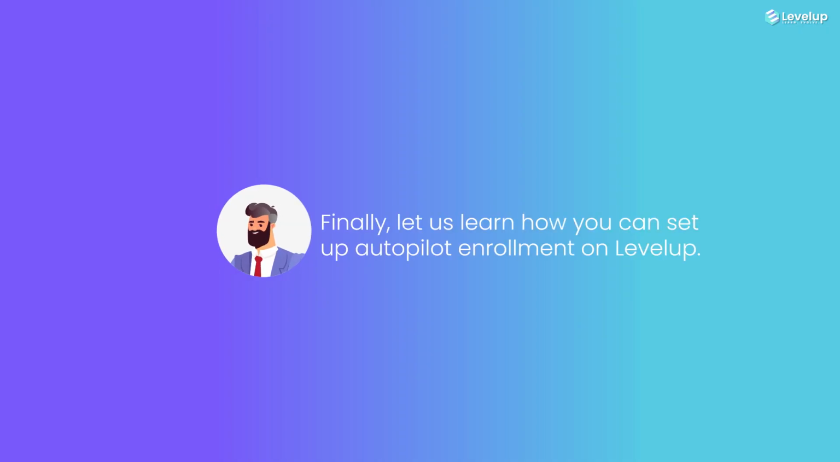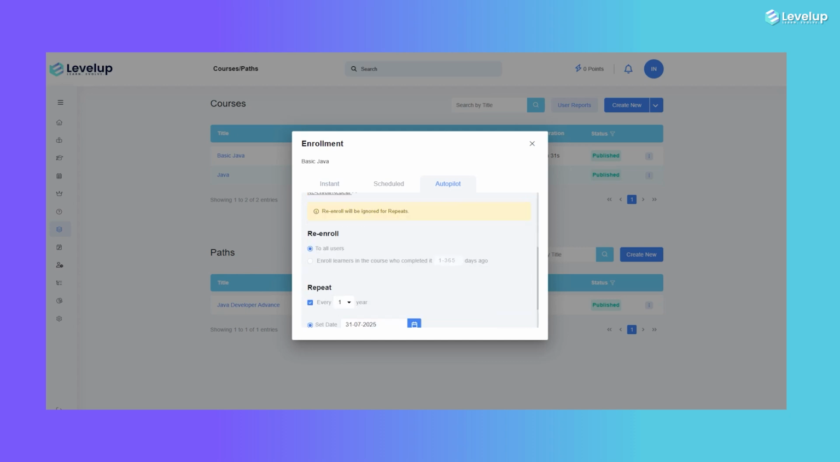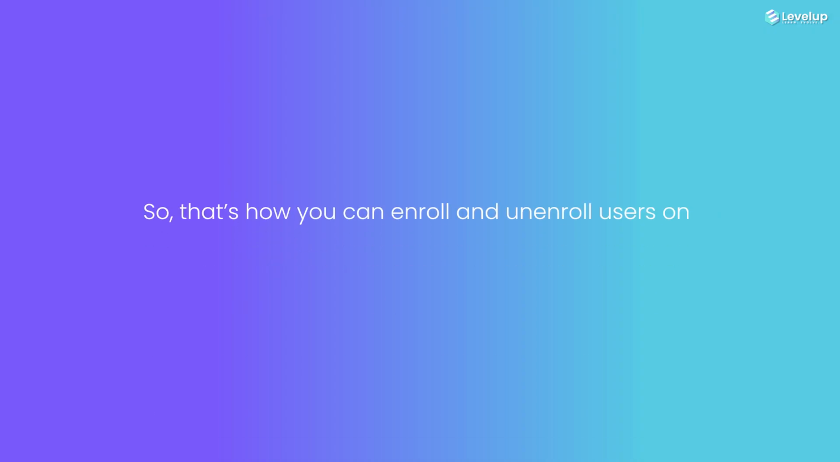Finally, let us learn how you can set up autopilot enrollment on Levelup. Choose Autopilot from the 3 enrollment options. And for the rest, we follow the same process we followed for setting up the other 2 types of enrollment. You can also unenroll users and user groups from autopilot enrollment. So, that's how you can enroll and unenroll users on Levelup.